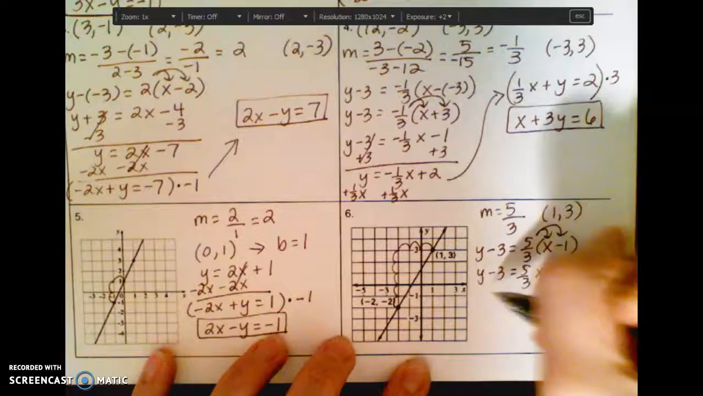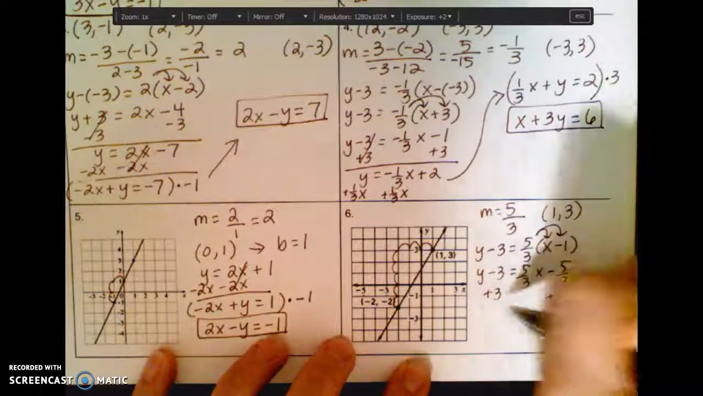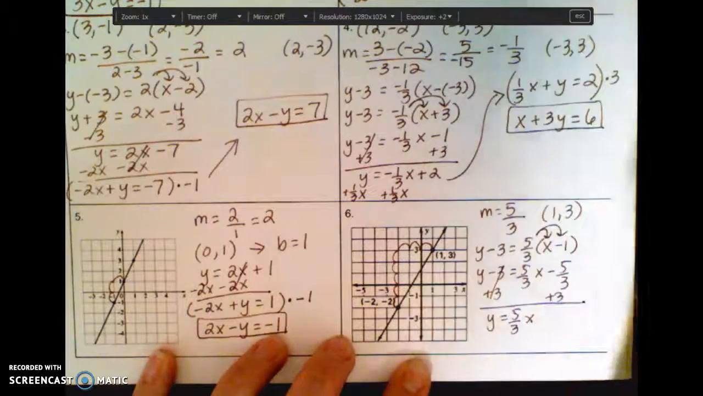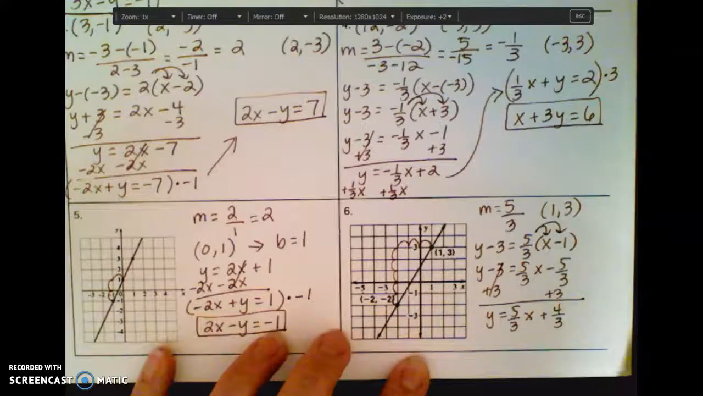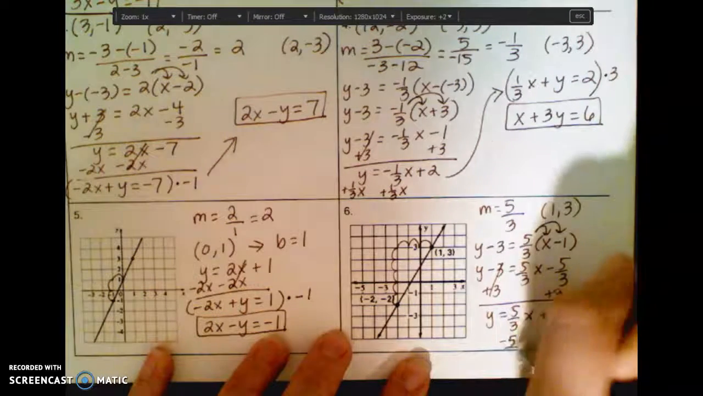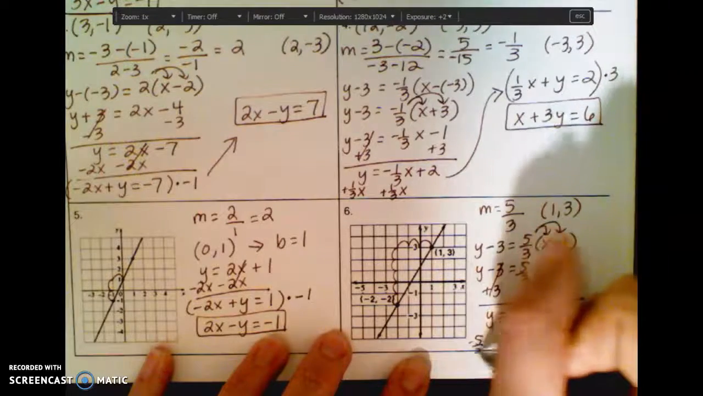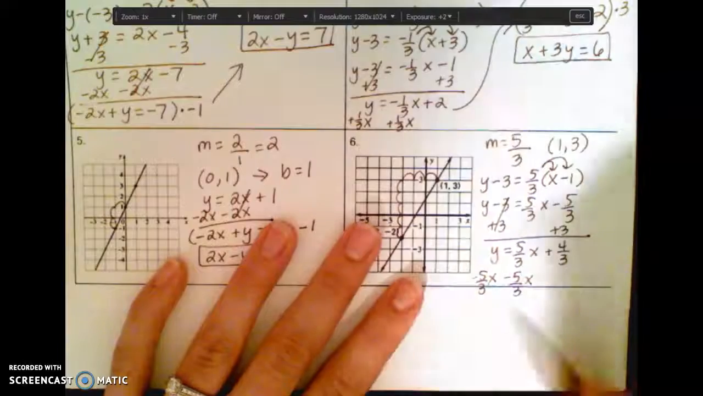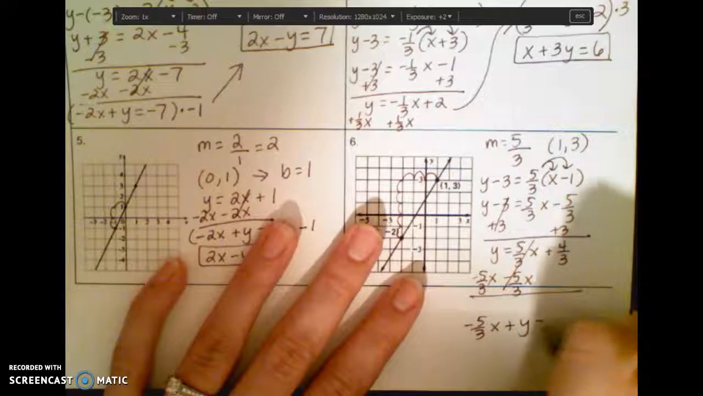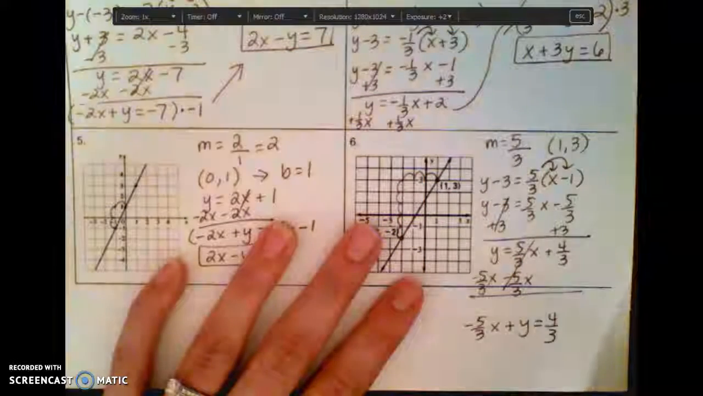We need to take it to standard form, so let's add the 3 to both sides, and that gives me y equals 5/3 x plus 4/3. If you need your calculator there, you absolutely may use it. Okay, next thing, we have slope-intercept right now. Let's take it to standard form. So to do that, I'm going to subtract the 5/3 x on both sides. All right, when I subtract the 5/3 x, that's going to give me negative 5/3 x plus y equals 4/3.